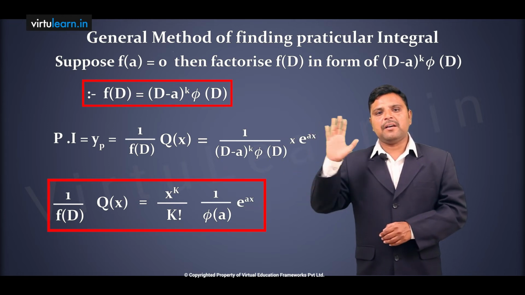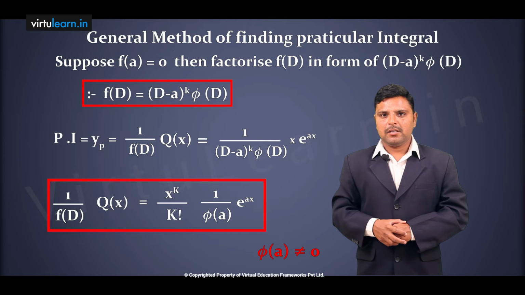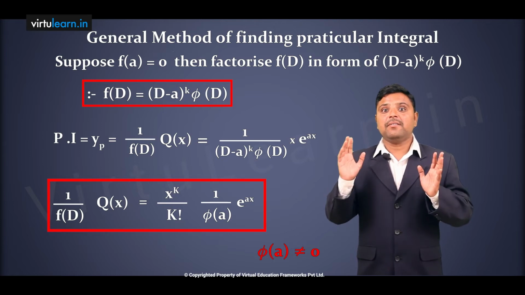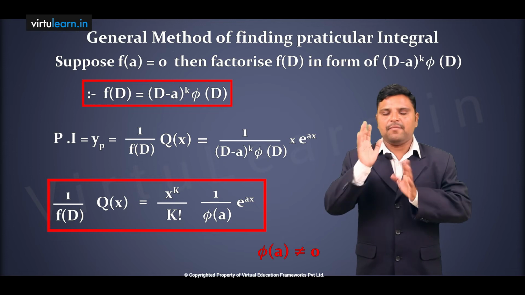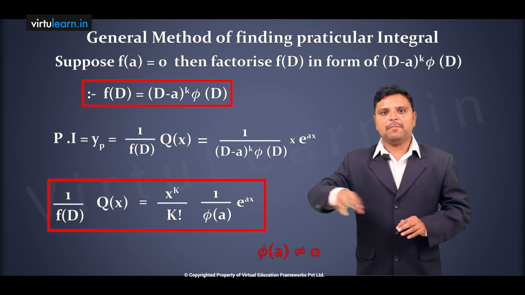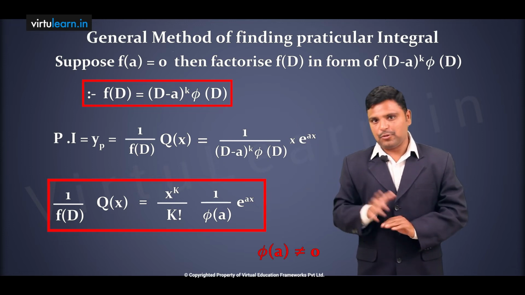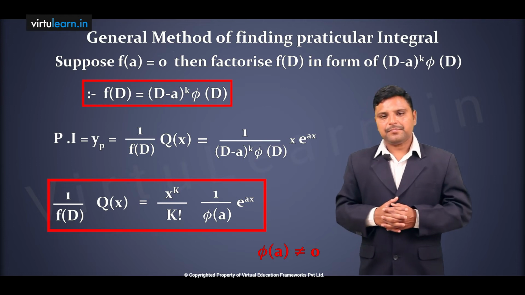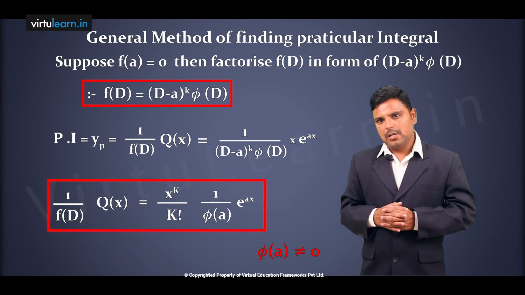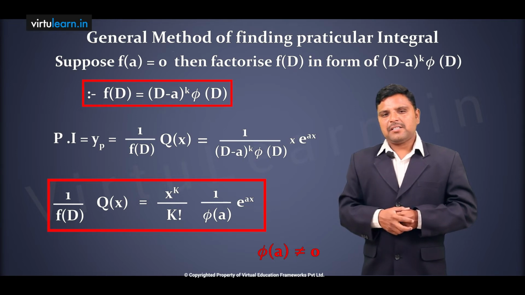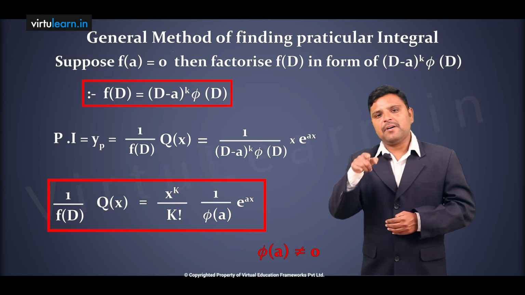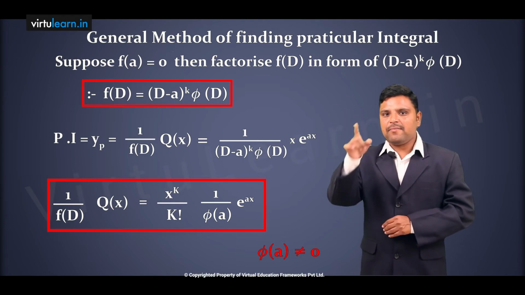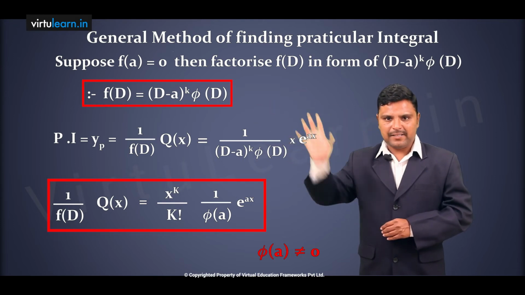Definitely we will get pi of a not equal to 0. If it is 0, then again we can know, as we have factorized in the form of d minus a whole to the power of k, definitely pi of a not equal to 0. This is the procedure. Once again, in this q of x equal to e power ax, just in place of d you substitute a, the coefficient of x. It means 1 by f of a into e power ax, when f of a not equal to 0. This is the answer.